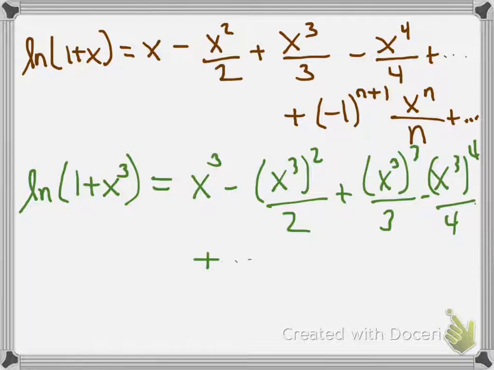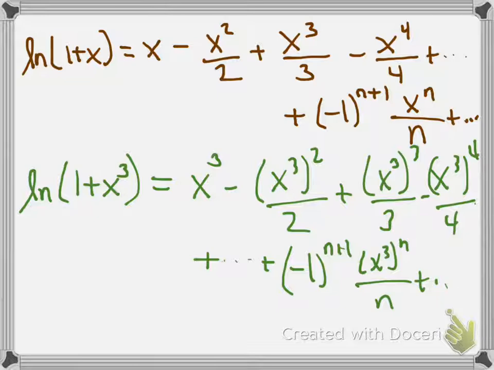I'm already taking up too much space here, but nonetheless, plus, and then just keep the form the same: negative 1 to the n plus 1, x to the third power to the n, over n, plus dot dot dot. Now you don't need to simplify this. You can leave it just like that, provided you write clearly. I'm going to change this bad looking 3 here. That looks better. You don't need to simplify this to get the credit for this question. You can just leave it like this and go on to the next question.